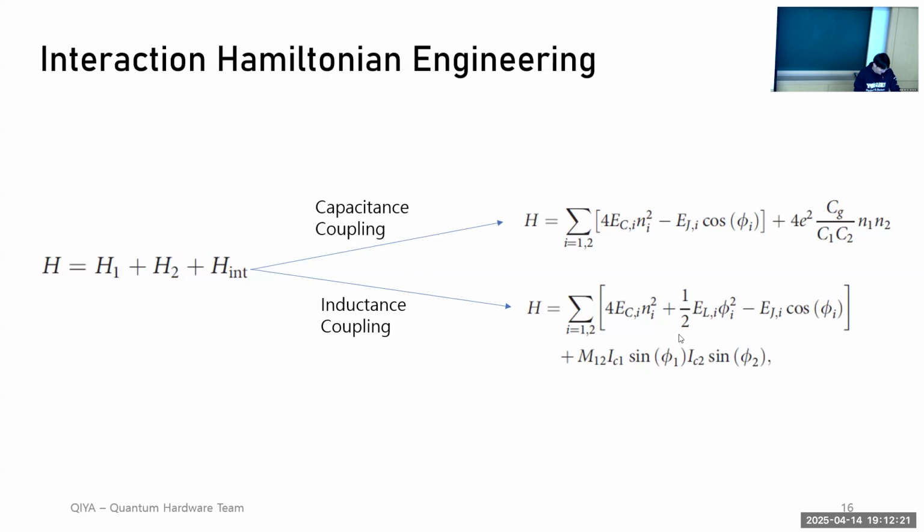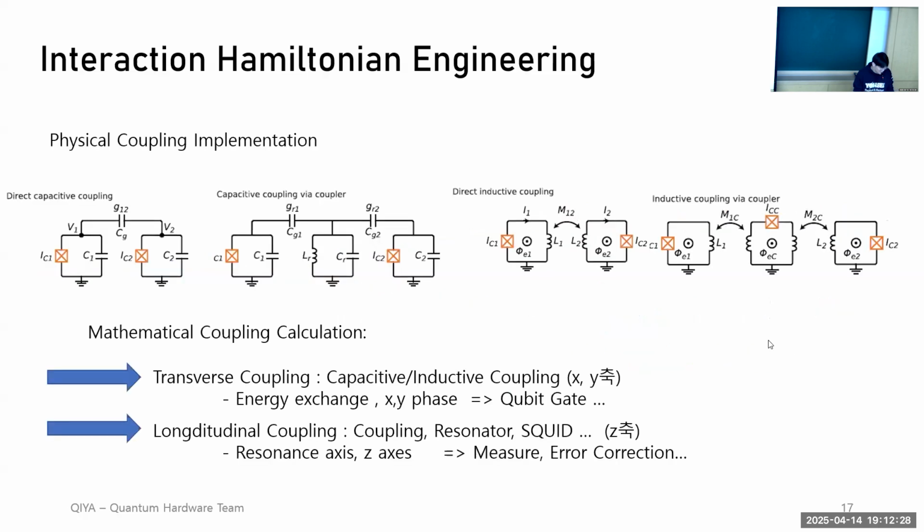This term is the interaction term in the inductance coupling. So we can physically make interactions between the superconducting qubits. These two circuits are about the capacitive coupling between the superconducting qubits. We can make an interaction capacitor between the qubits. These two kinds of couplings are about the inductive couplings. We can use inductors in these superconducting circuits, and inductors have mutual inductance, so we can make interaction terms between the superconducting qubits.